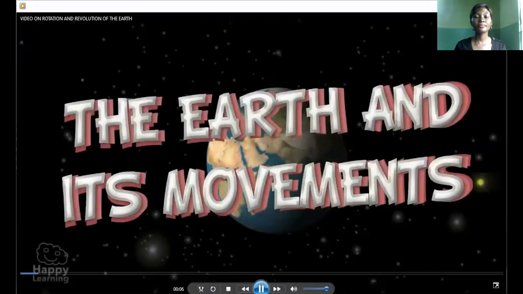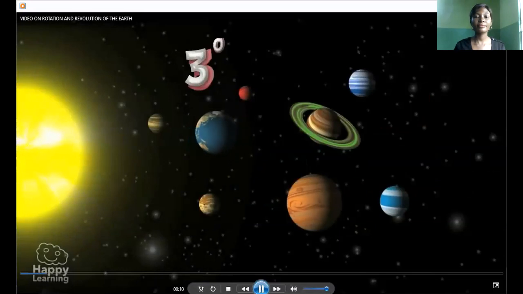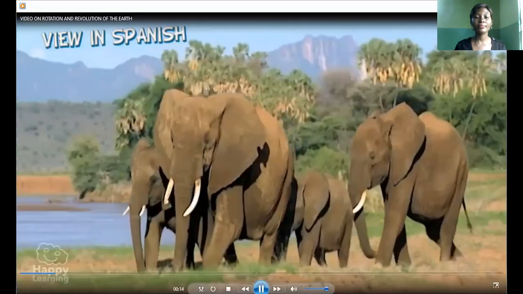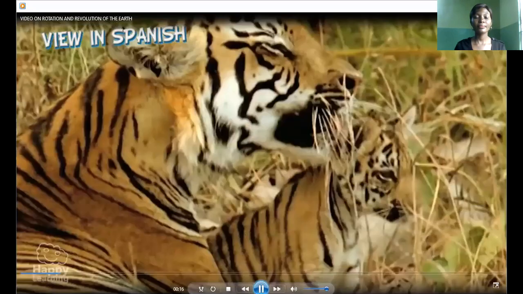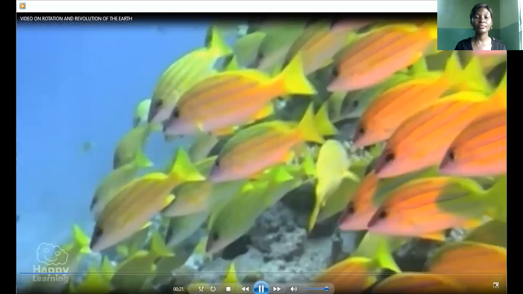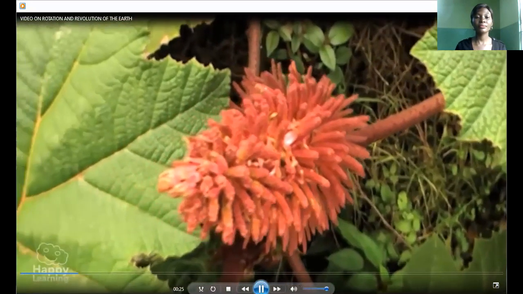The Earth and its movements. The Earth is the third planet from the Sun, and it has a unique characteristic that no other planet we know has. It's the only one that has life on it. Life of all types, plants, animals.